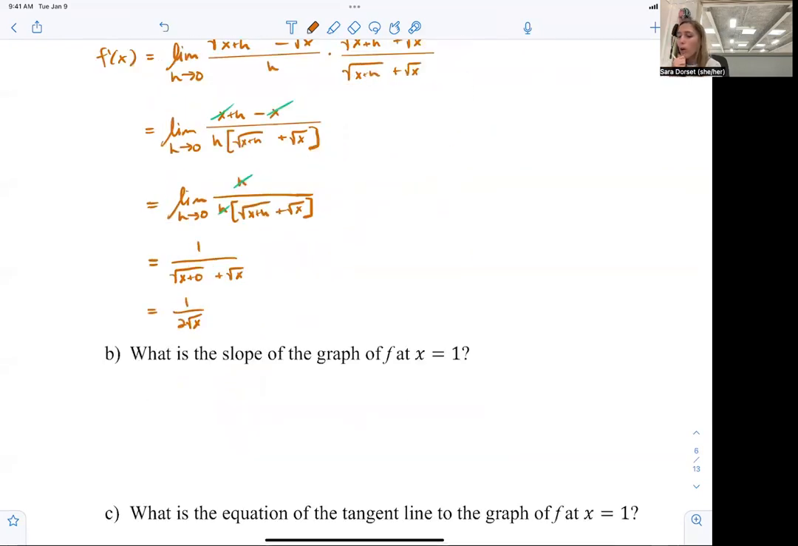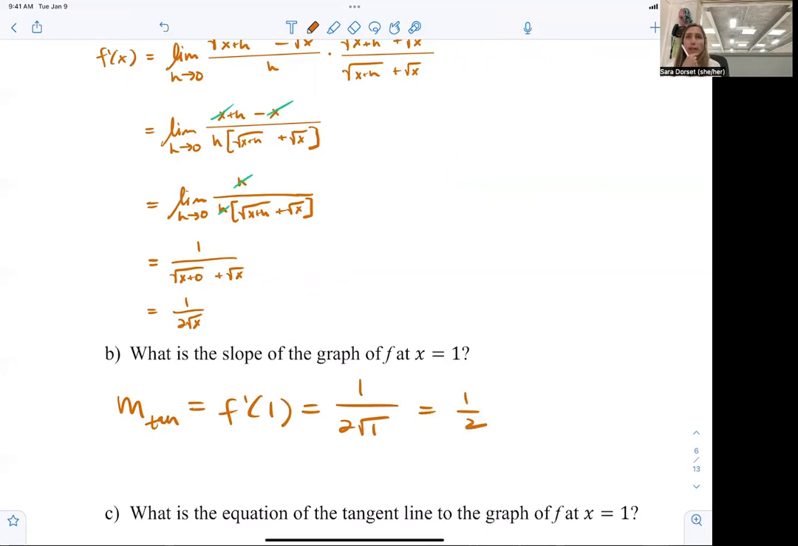Okay, so what is the slope of the graph of f? So of the function square root of x, what is its slope at x equals 1? That is the slope of the tangent line. So plugging 1 into f prime, we would get 1 over 2 times the square root of 1, which is 1/2.